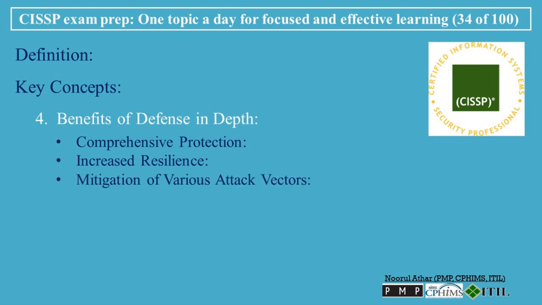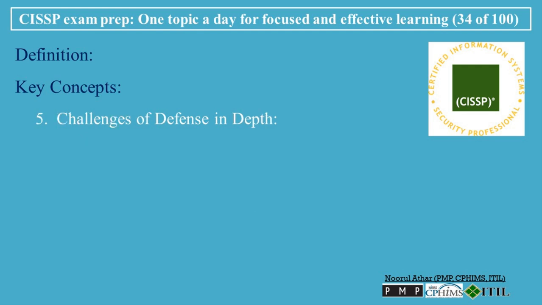Mitigation of various attack vectors. Different types of security threats require different responses. DID provides protection against a variety of attacks, including malware, phishing, insider threats, and network-based attacks. Early detection and response: with multiple layers of monitoring and detection, suspicious activities can be identified and responded to quickly, reducing the impact of incidents.